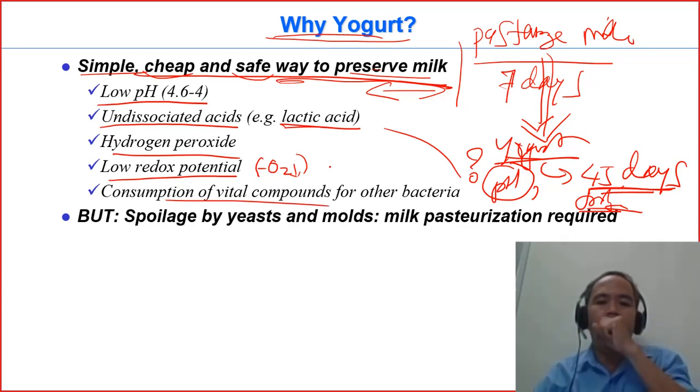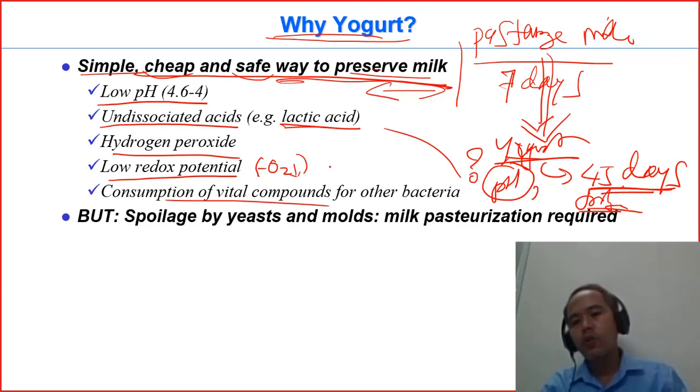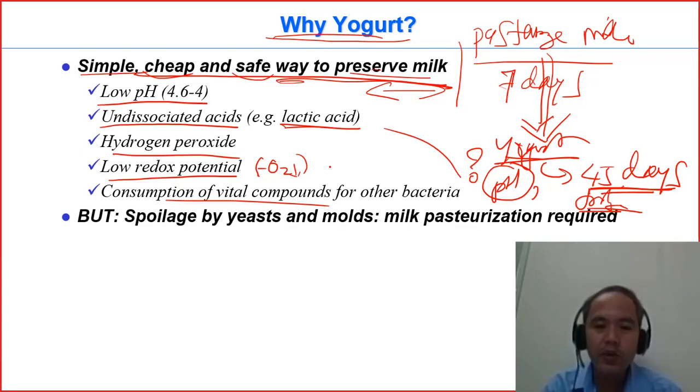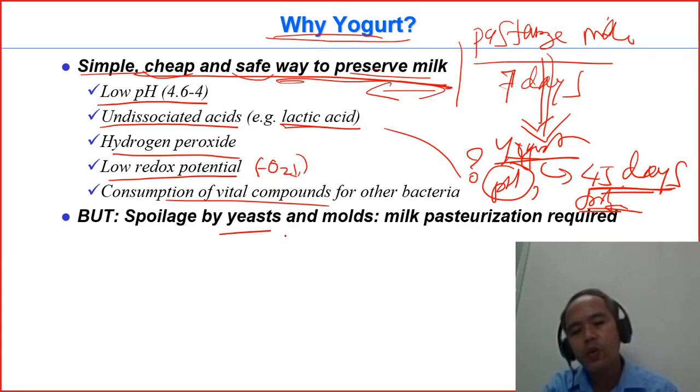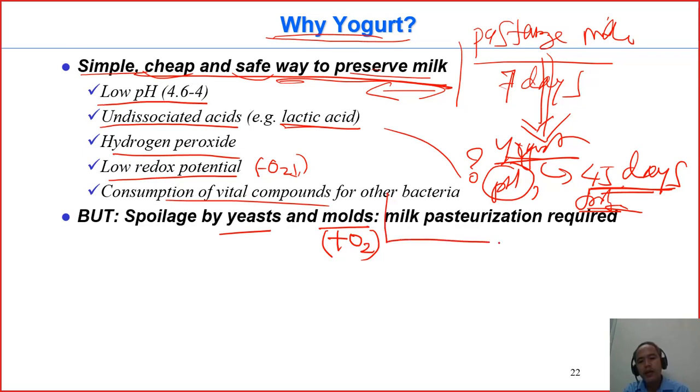Yogurt has a low pH value. It inhibits growth of many bacteria. However, yeast can grow because yeast can grow at low pH. Mold can grow in case we have oxygen. If we have a lot of oxygen, the mold can also grow. So during making of yogurt, we have this step, pasteurization of milk before fermentation, just to kill a major part of these microorganisms to prolong the shelf life.